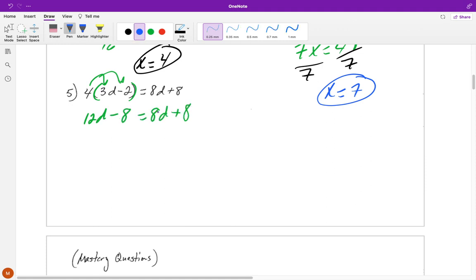And then I'm going to go ahead and subtract over. I'm going to move all my d's to the left, so I'm going to subtract my 8d. So this way I'm getting my variables all on one side, and 12d minus 8d is 4d. So 4d minus 8 is equal to 8.